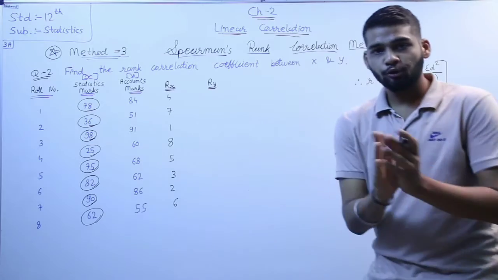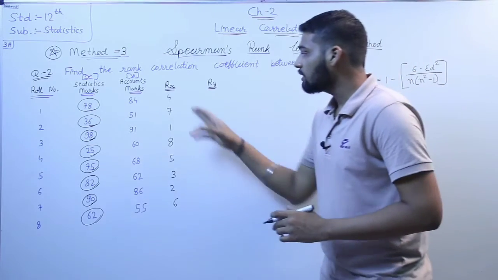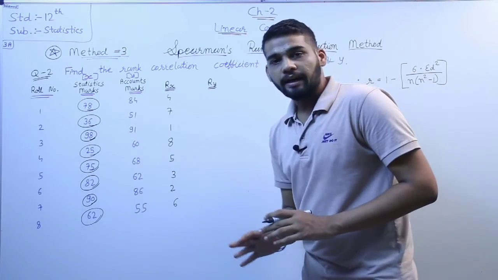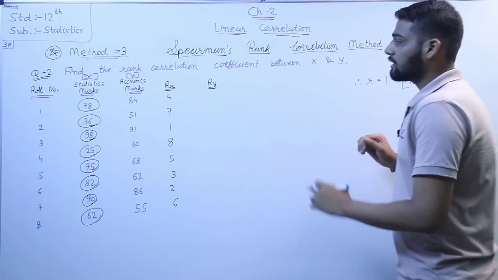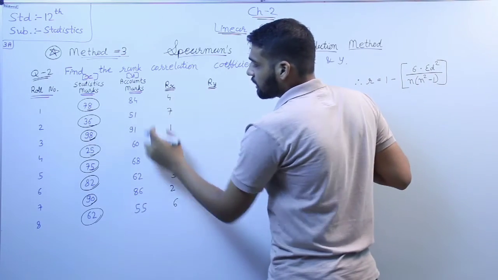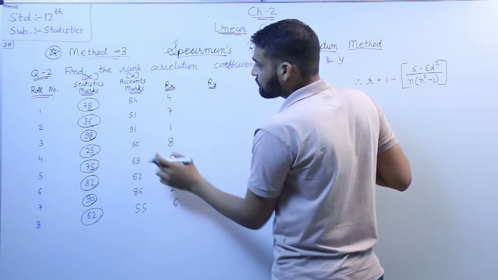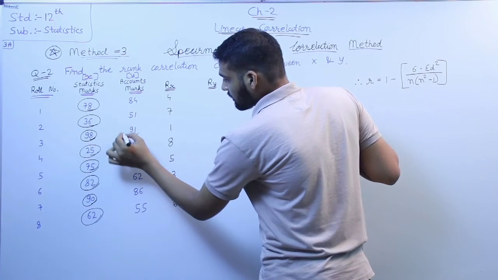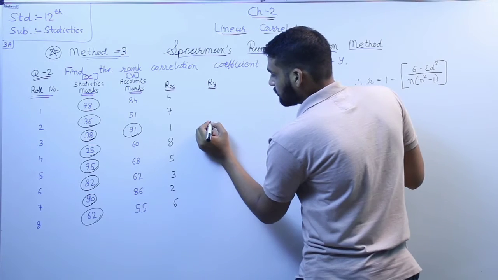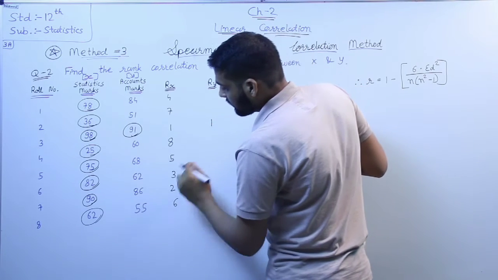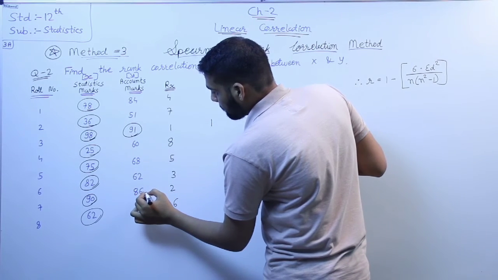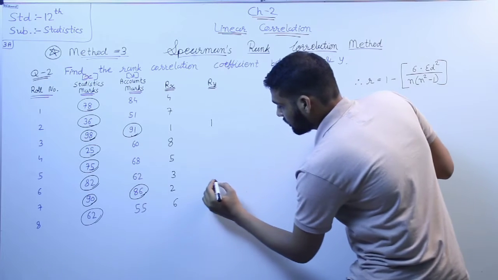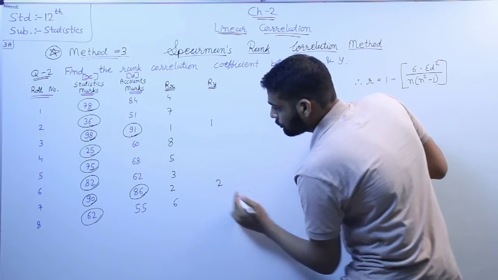Okay students, I hope you all understood how to give rank for variable X, and similarly we find the Ry column from the variable Y. In this variable Y the highest number is 91, so here we put 1. Then the next highest is 86, so here we put 2.